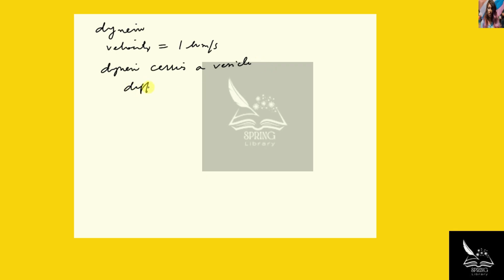Hello students, the question says that the motor protein dynein moves along microtubules with a velocity of approximately 1 micron per second, and if dynein carries a vesicle with a diffusion coefficient of 10 micron square per second, is the movement of the vesicle dominated by the processive motion, which is motor driven velocity, or by random motion, which is diffusion?